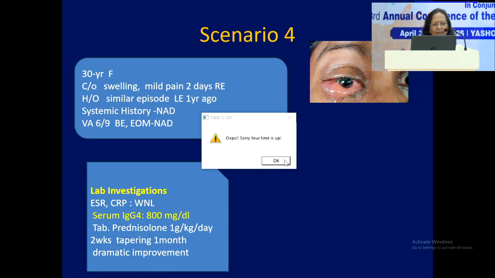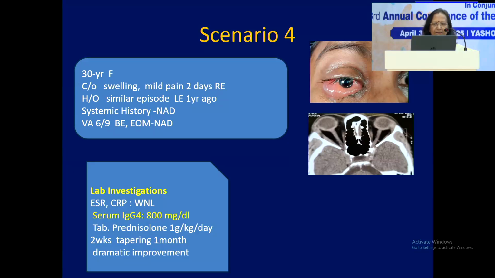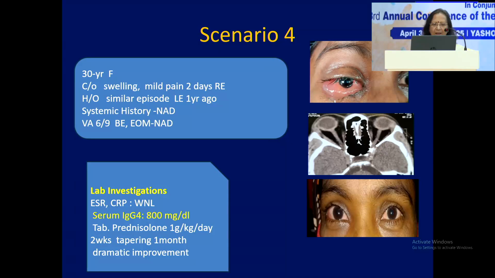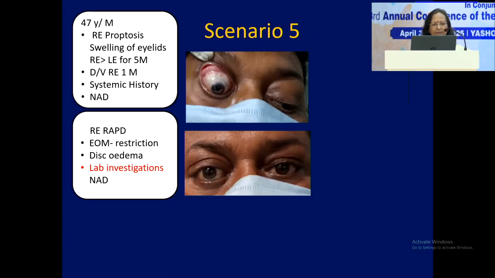In investigations, the only thing we found was that the serum IgG4 level was very high. We started the patient on prednisolone in tapering doses. In the CT scan, you can see there is bilateral lacrimal gland enlargement. After starting the prednisolone, the patient improved. But in this case also, the patient didn't come back. So it could be a case of IgG4 orbitopathy. We can discuss later at the end of our presentations.